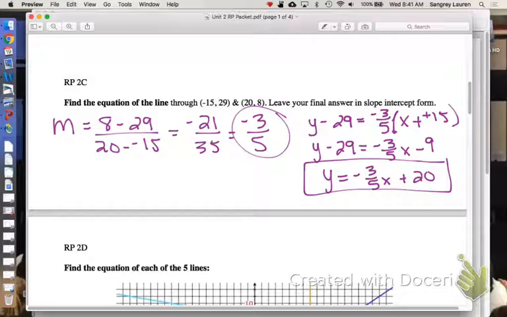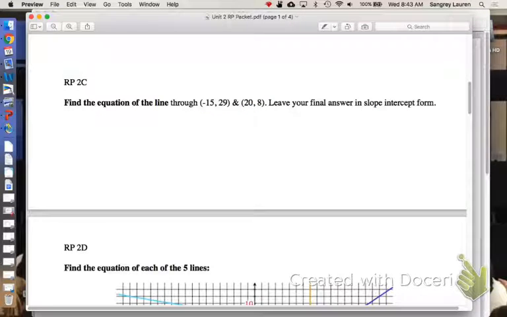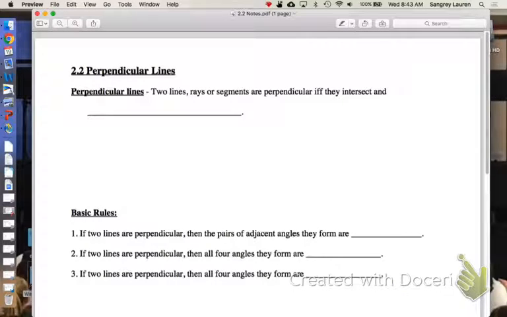Okay, new set of notes today. We're going to look at perpendicular lines today. So perpendicular lines, they can be lines, but they can also be ray segments, and they're going to intersect in a special way because they're going to form right angles.